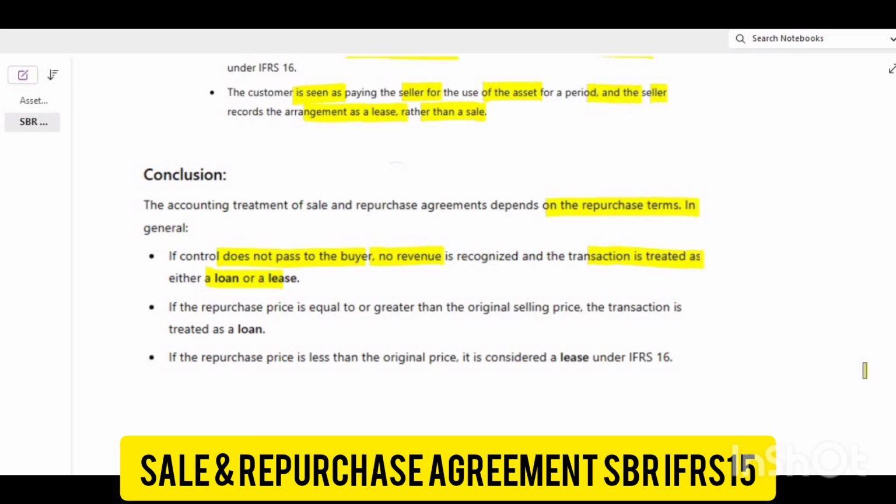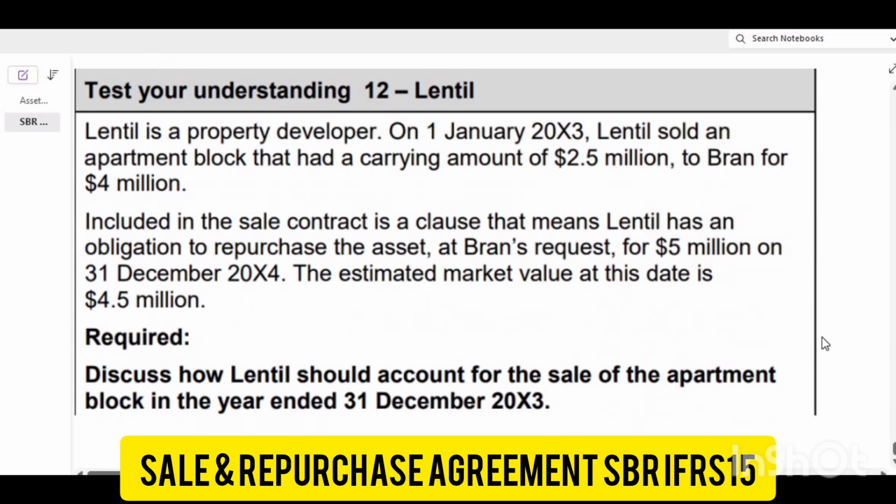When you are treating it as a loan, when the repurchase price is greater than the original selling price, then you will consider it as a loan. If the repurchase price is less than the original price, then it will be your lease. Now here we have an example.